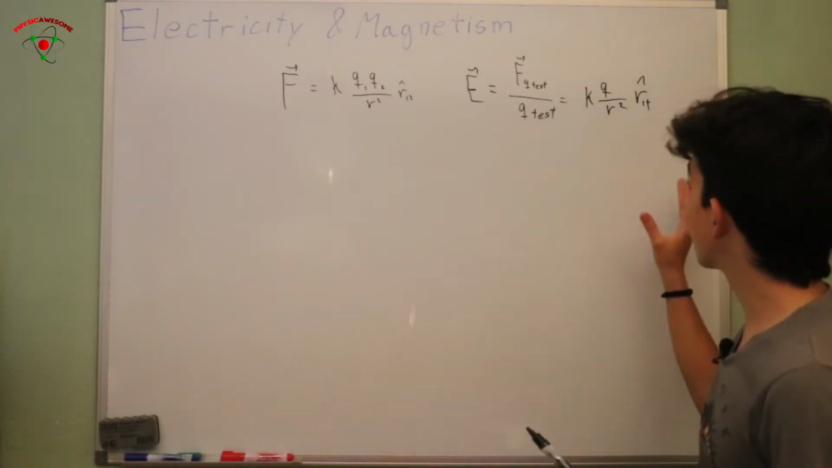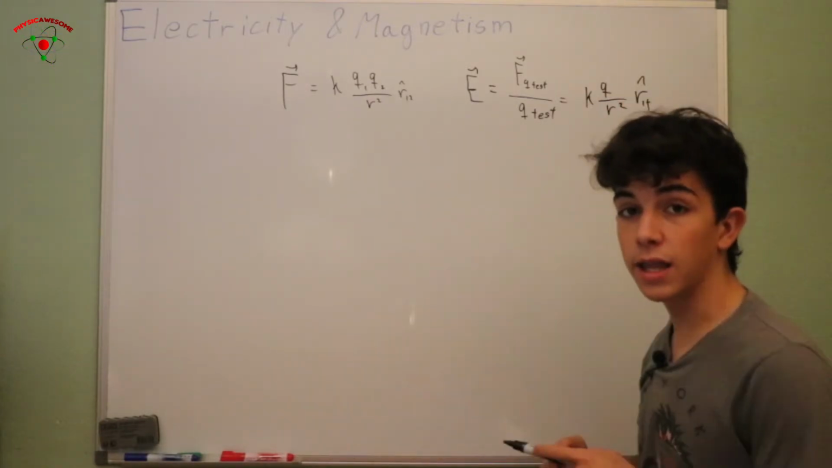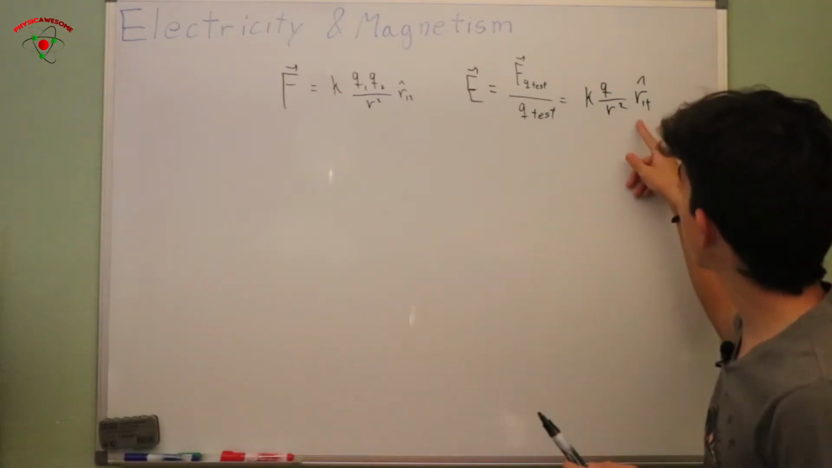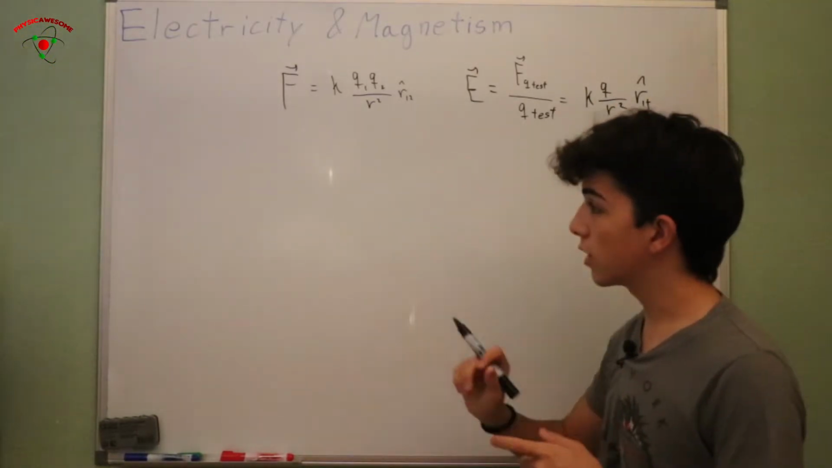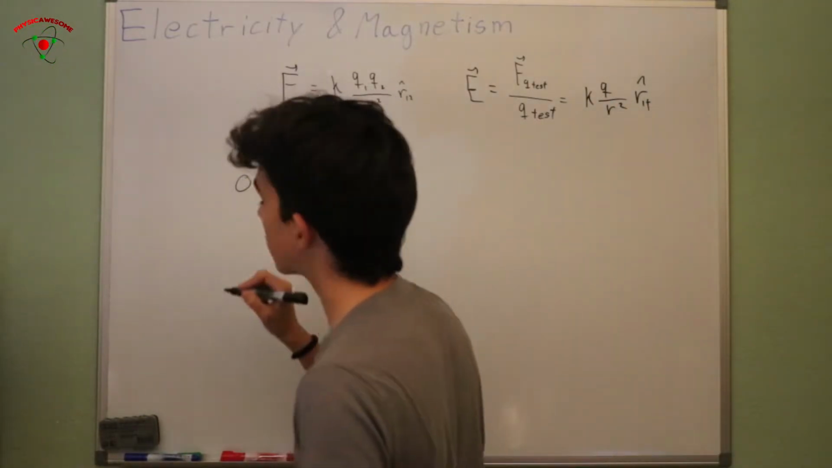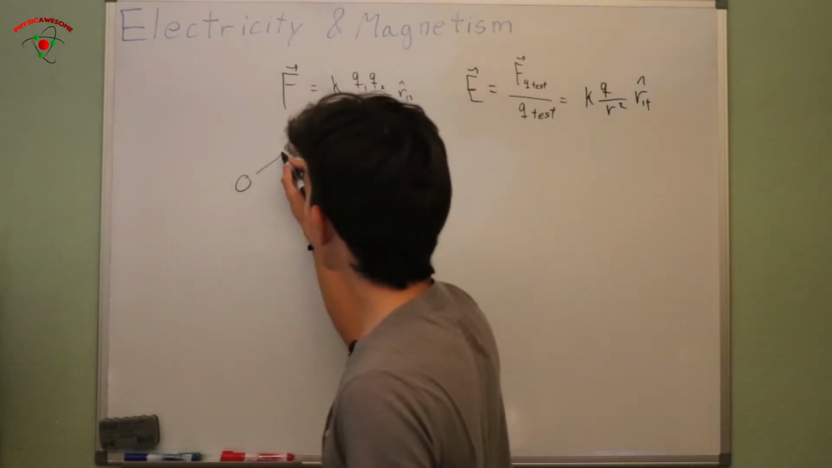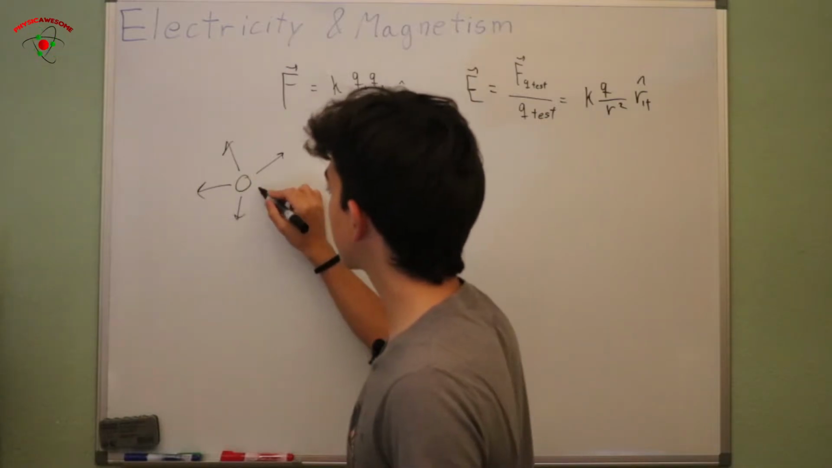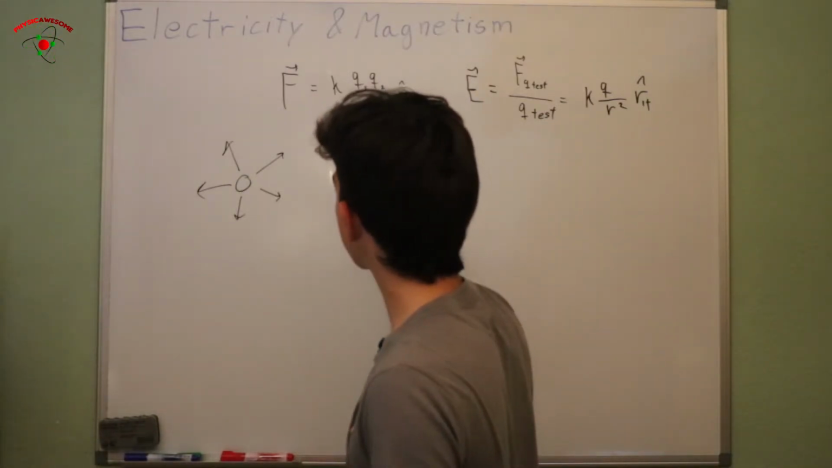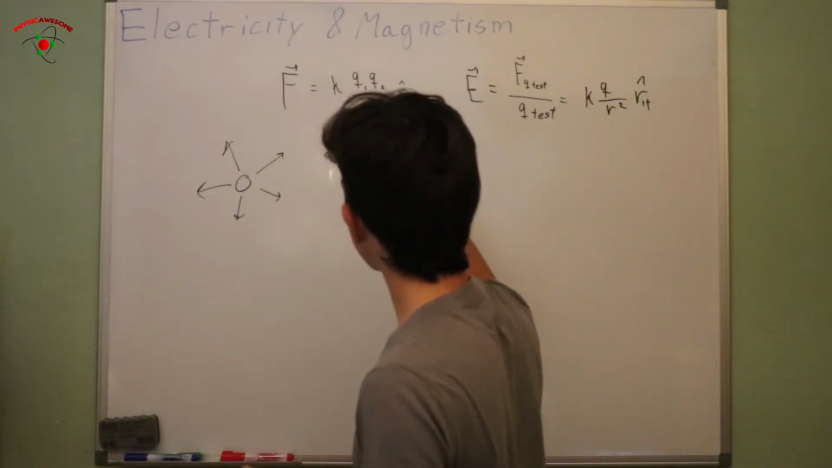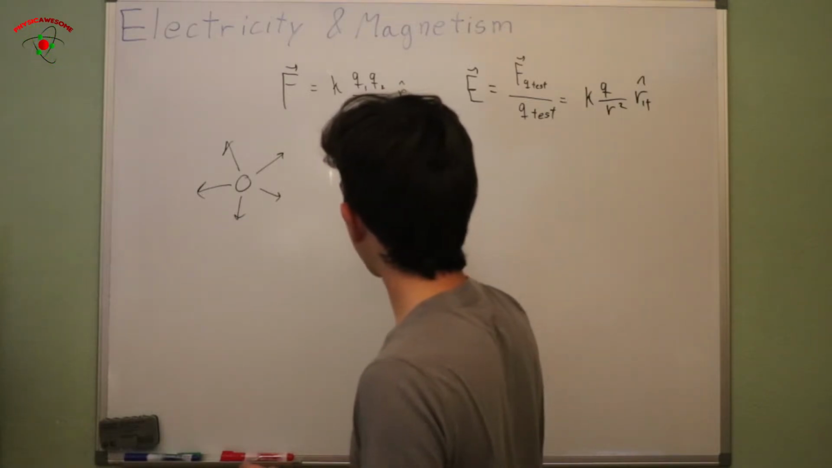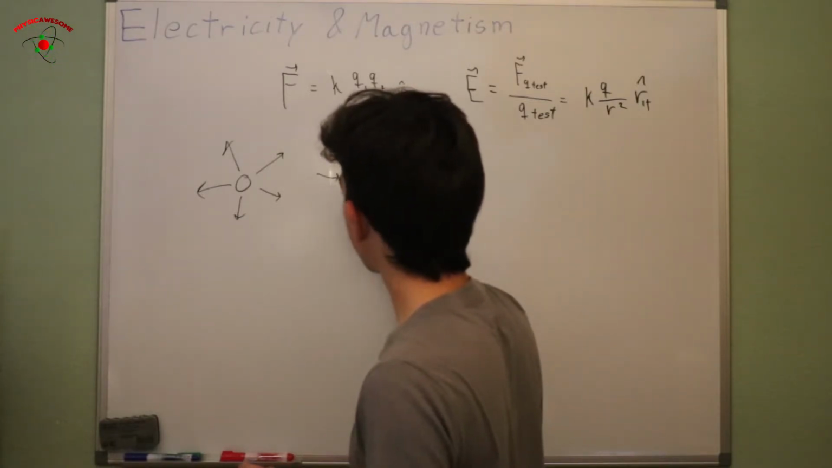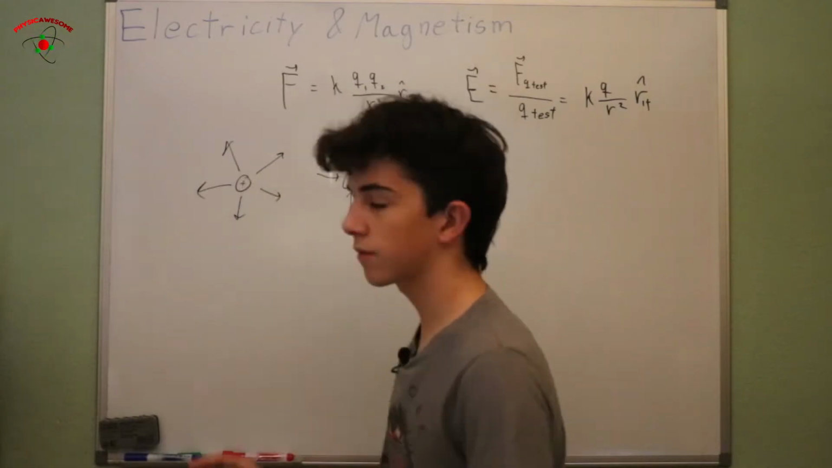We can see from this formula that the electric field lines, in the case of a positive charge, are going to point away from it to different points, and for a negative charge, into it. This is negative, this is positive.